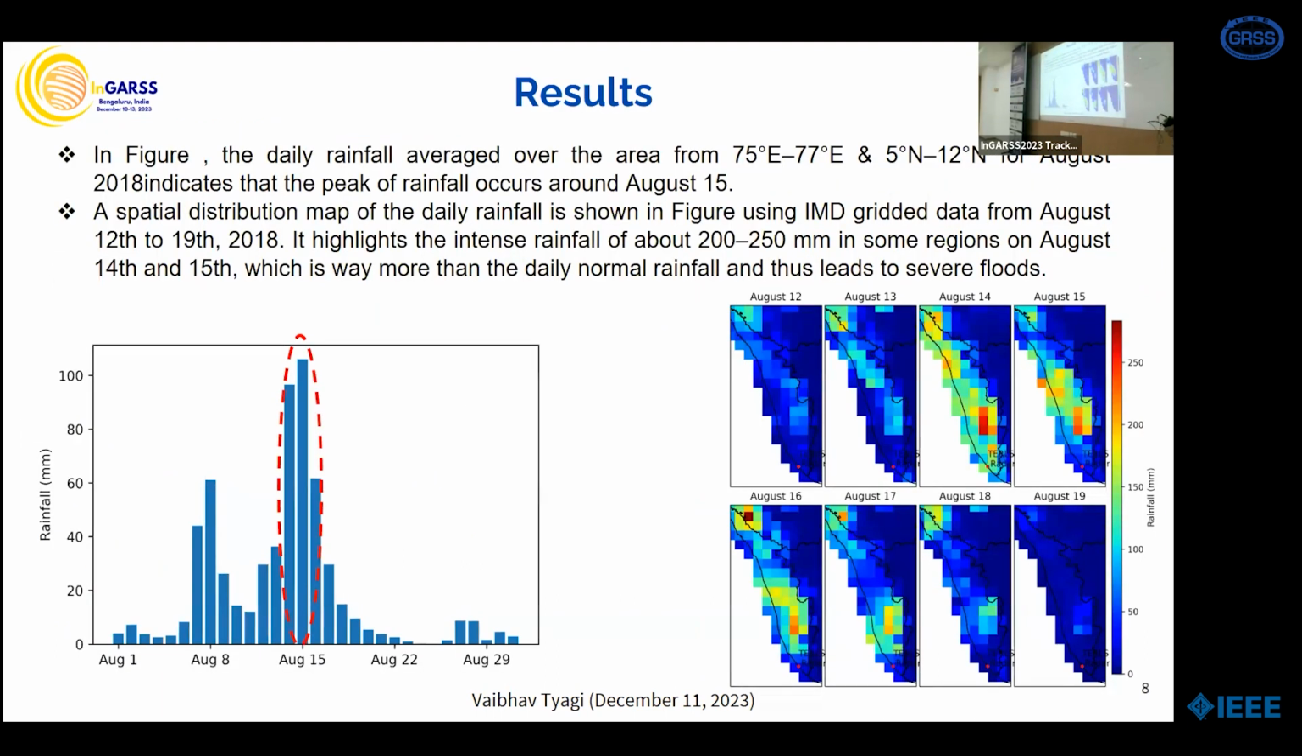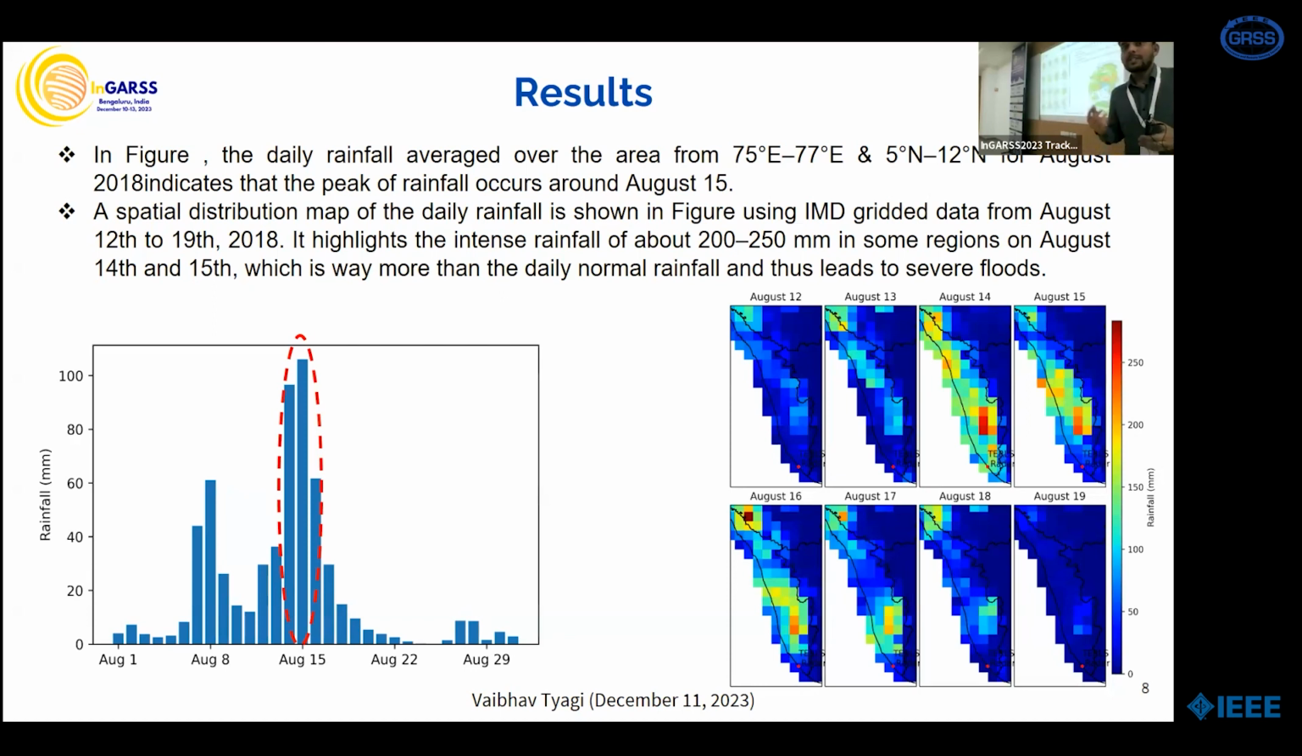In order to come to the result, first of all, we analyze the IMD gridded rainfall data over the Kerala region, averaged from 75 degrees to 77 degrees east and 5 degrees north to 12 degrees north. It shows that the peak rainfall was around 15th of August. The spatial distribution of the rainfall, shown on the right-hand side, shows that most of the districts had rainfall of more than 200 on 14th and 15th of August.